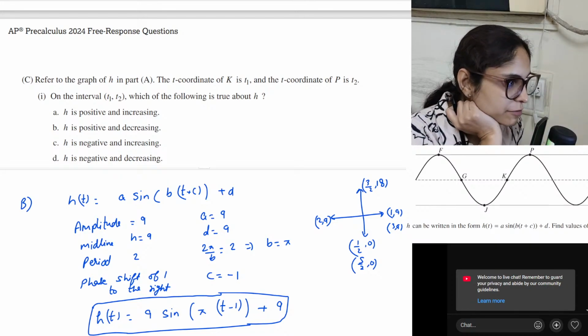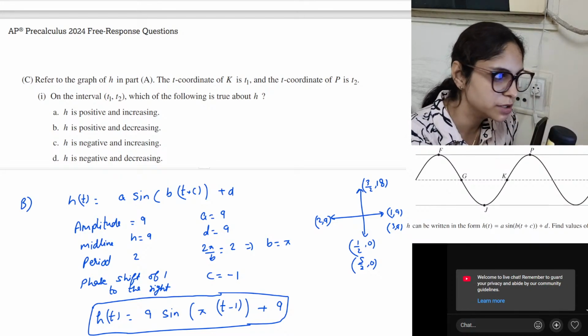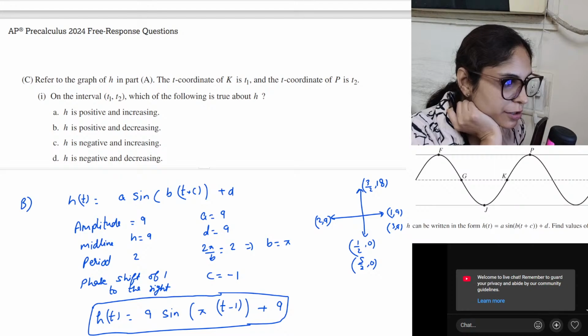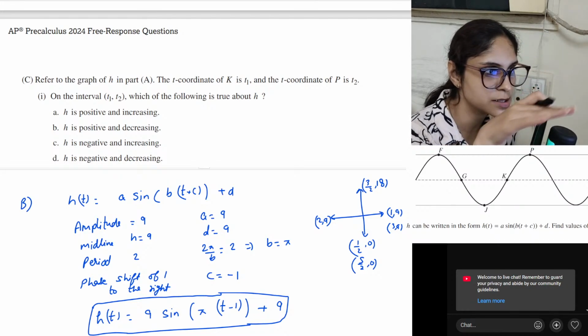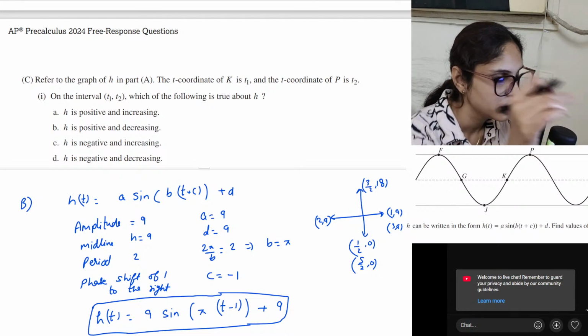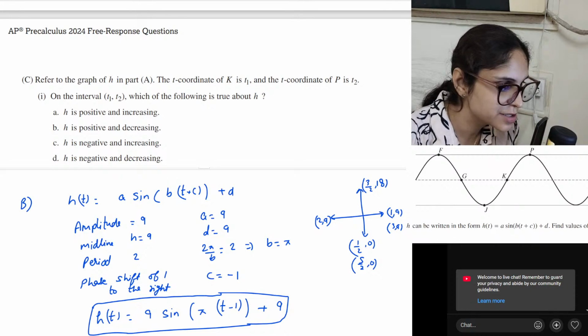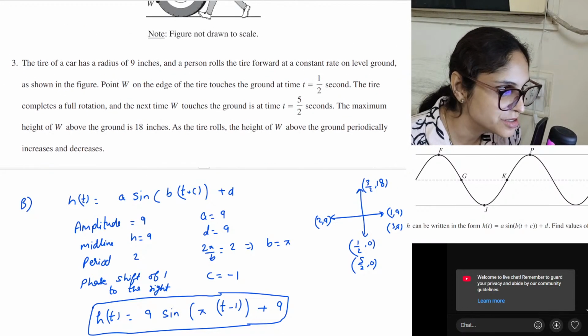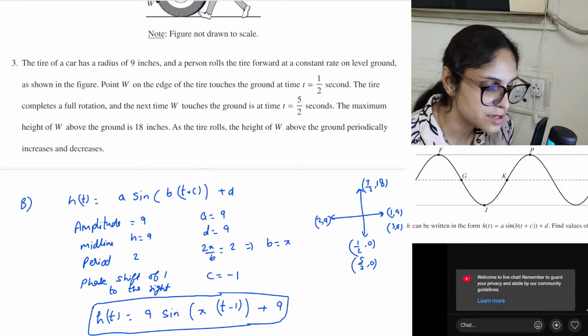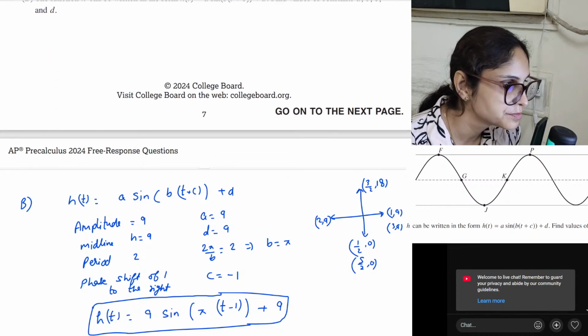So now part C: refer to the graph of h. So we have the graph over here. The t coordinate of K is t1, the t coordinate of P is t2. On the interval, which of the following is true? So it is obviously positive because height is 0 over there. This is 9 and this is 18. And let me just see if height is from ground or something else. Yeah, h is the height above the ground. Correct.